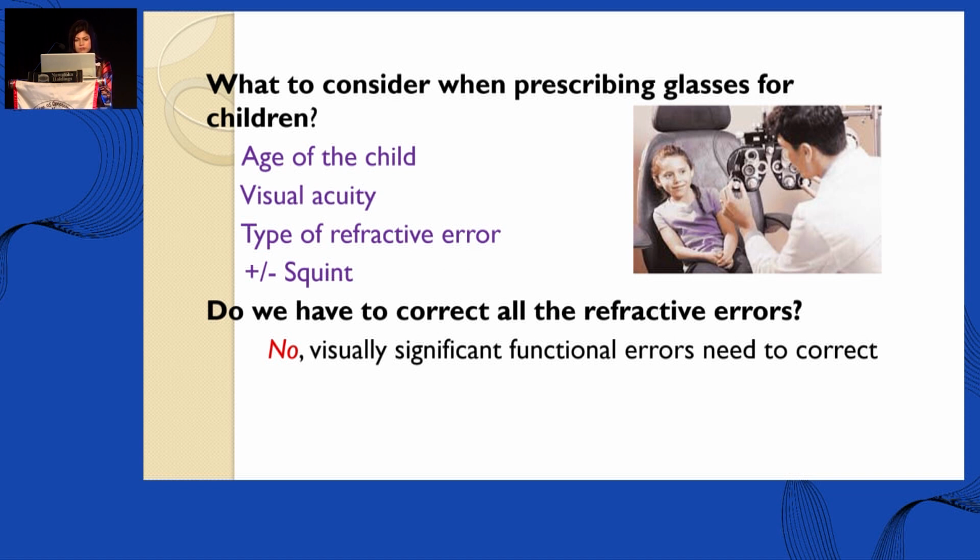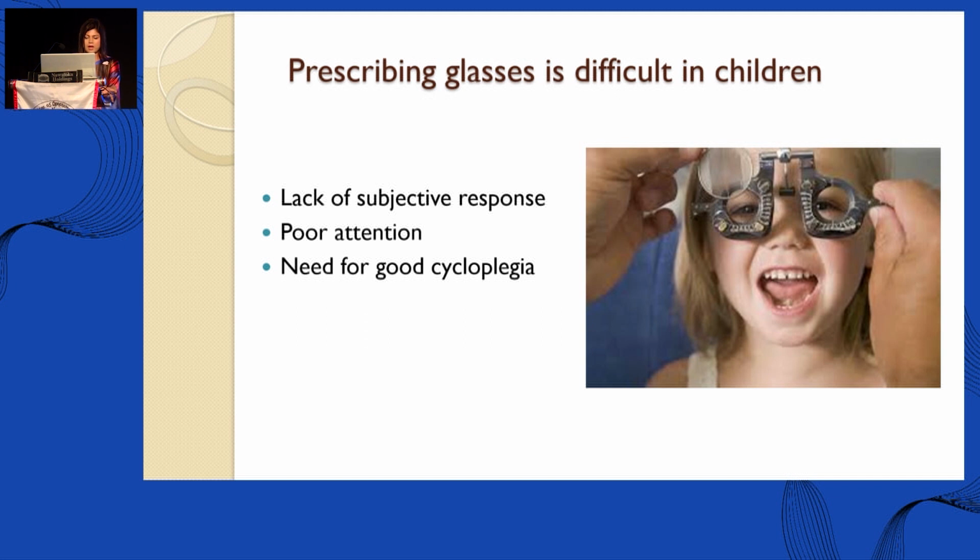Once we detect a refractive error in a child, what are the factors we have to consider before prescribing the correct power of glasses? That is the age of the child, and visual acuity of the child if the child is grown enough, and type of refractive error, and most importantly, whether the child has manifest deviation or not, that is esotropia or exotropia. One of the main things I want to highlight is, do we have to correct all the refractive errors? The answer is no. Only the visually significant functional errors need to be corrected. As we are all aware, prescribing glasses is very difficult in children because of lack of subjective response and poor attention, and we need a very good cycloplegic refraction to catch the refractive error.